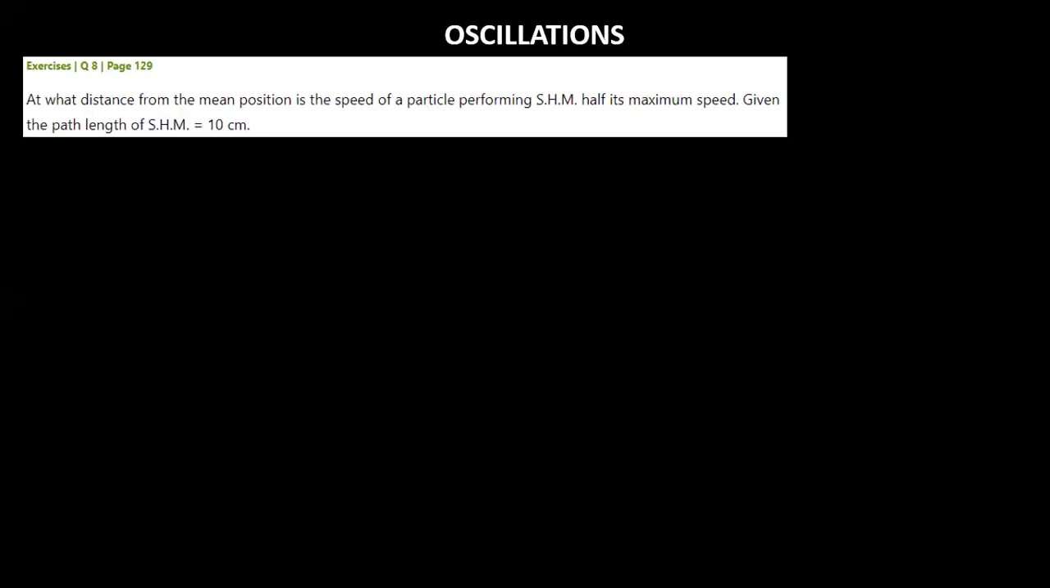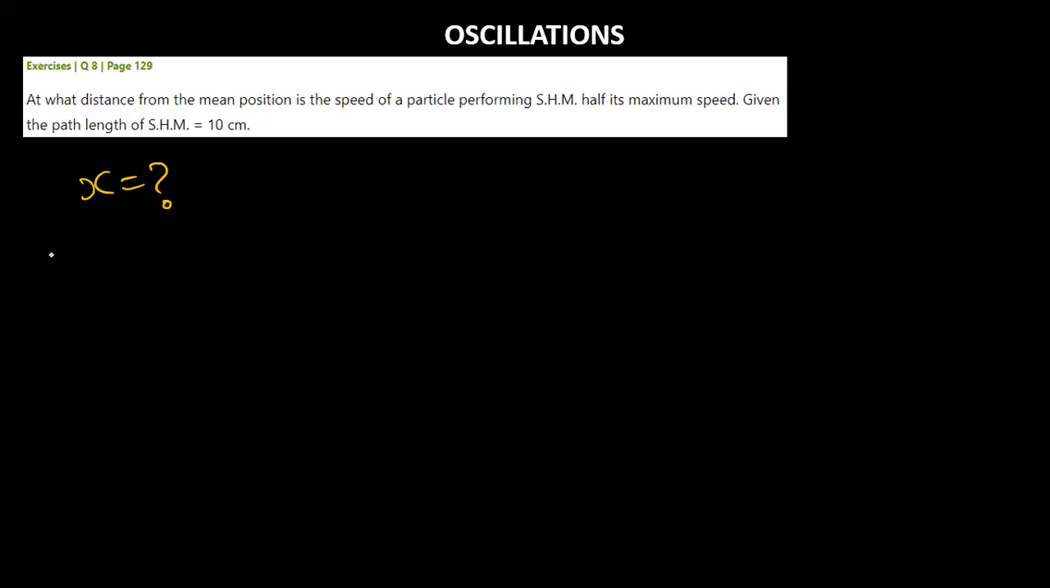Chapter 5, Oscillations Numericals. So we have the first question. At what distance from the mean position is the speed of a particle performing SHM half of its maximum speed? So this is given to us in the question that we need to find the distance from the mean position. Please always remember distance means x. You are supposed to find the value of x, the distance at which the speed of the particle performing SHM is half its maximum speed, and given its path length is 10 centimeter.